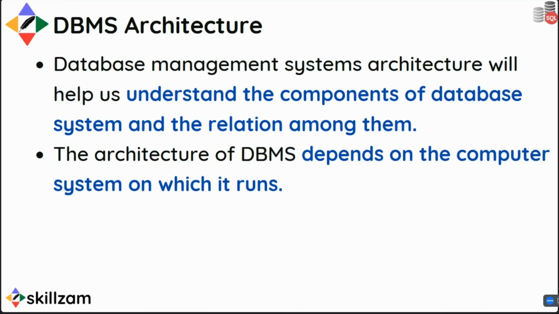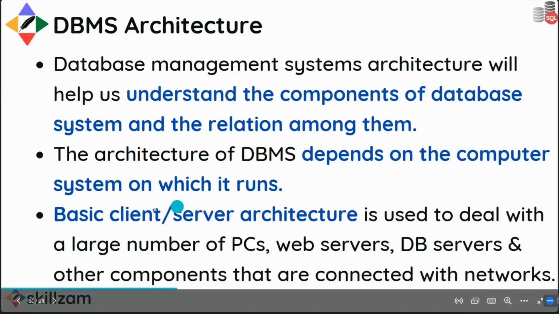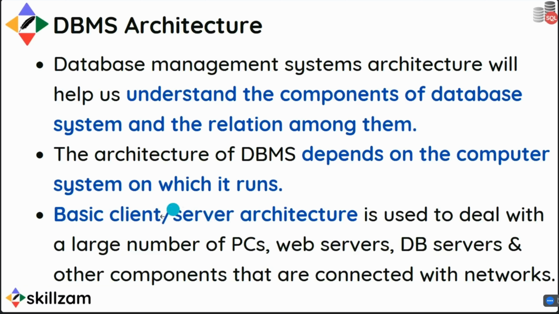Now, database architecture depends on the computer system that we are running. Obviously, it varies across different systems. And basically it is a client server architecture, which means there is a client and there is a server. The client accesses and the server responds, which means the client sends a request, whereas the server responds to that request. Okay, so the basic client server architecture is what comprises the database management system.